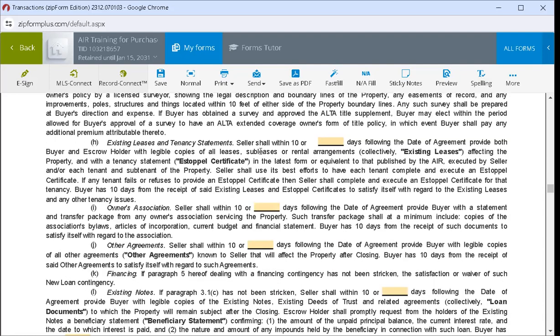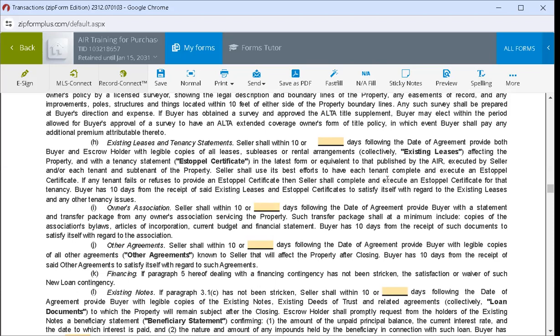Existing leases and tenancy statements. Seller shall within 10 days following the date of the agreement provide those documents, the rental agreements, and also the estoppel certificate. If you have a large building with a lot of tenants, maybe 10 days isn't enough time for you to get those estoppel certificates executed by the tenants. So you may need to amend those times. That depends on the seller and how much time they're going to need.